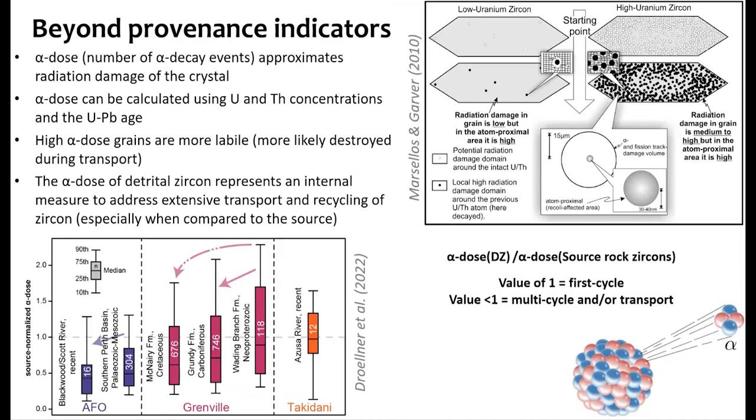So constantly, as those grains are being recycled, you're seeing a lowering of the source-normalized alpha dose as those grains are being destroyed. So it's indicating something to do with the degree of sediment reworking and recycling. It's quantifying those processes to some degree that previously were lost. We know it's come from this ultimate crystalline source, we know it's in the sediment now, but how did it get there?